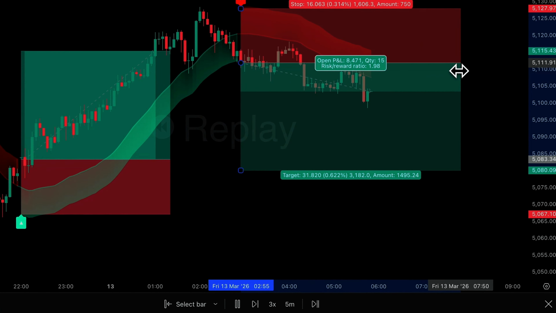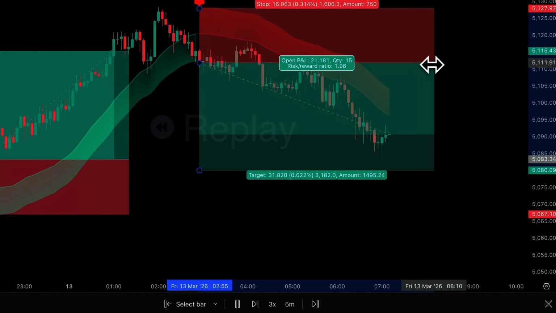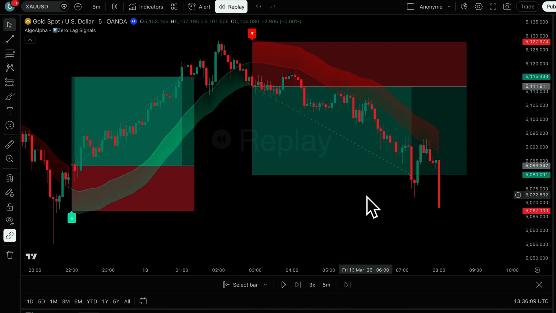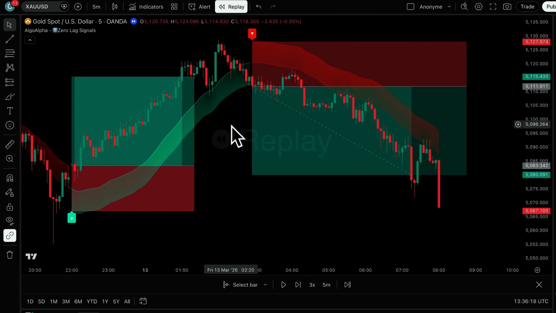I'll extend the zone and we'll stay patient. Patience is the most important quality for a trader. We can see that the market hit the target for the 3rd time in a row. It took some patience, but you see the price action of a bearish market at work here. And so this indicator is actually quite smart.